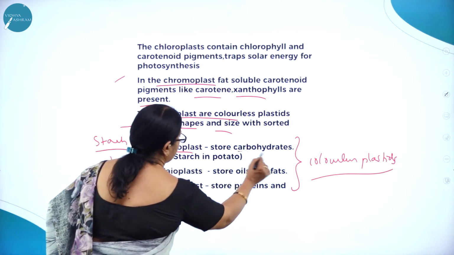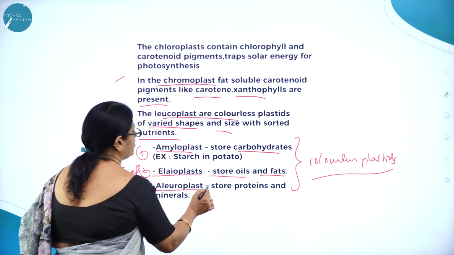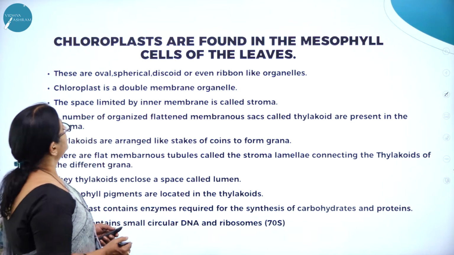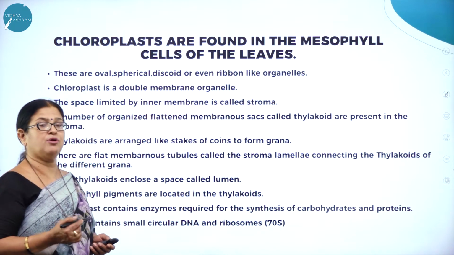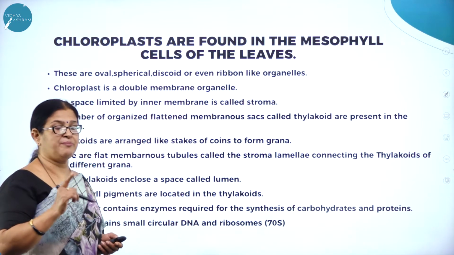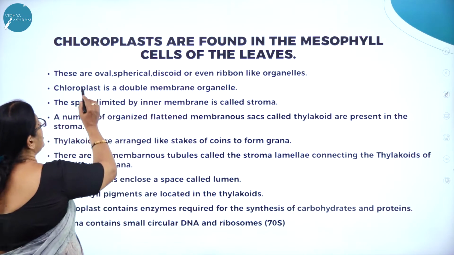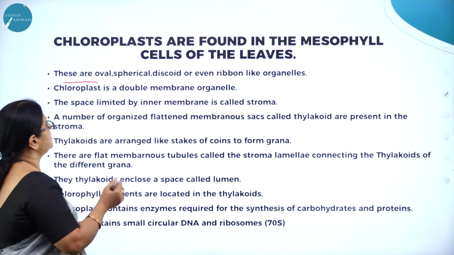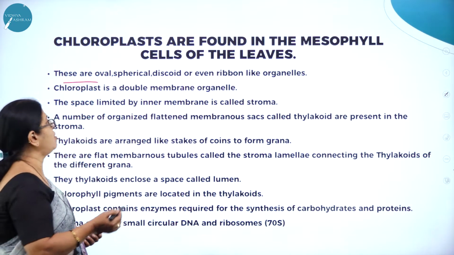Amyloplasts store carbohydrates. Elaioplasts store oils and fats, and aleuroplasts store proteins and minerals. Chloroplasts are usually found in the mesophyll of a leaf. As we know, the leaf is the main photosynthetic apparatus of a plant body. As you have already seen, chloroplasts are oval, spherical, discoid and even ribbon-like organelles.